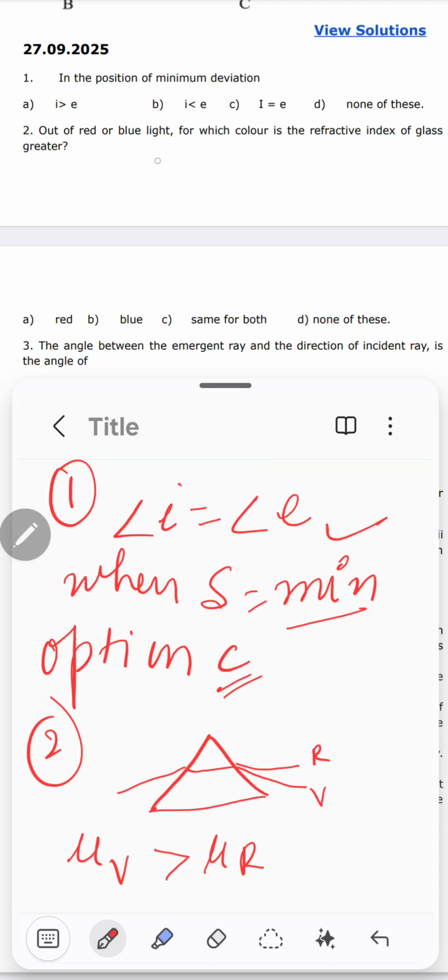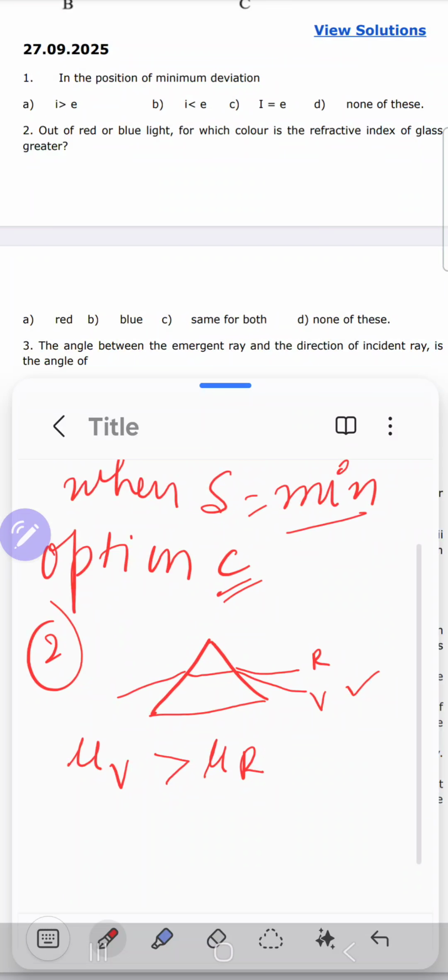So for the question, out of red or blue light, for which color is the refractive index of glass greater, it's clear from this dispersion phenomenon of the prism that violet color bends more, so its refractive index is more than that of red color. So option B is correct.